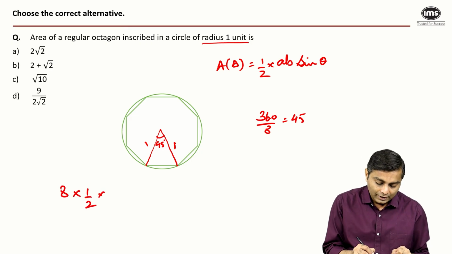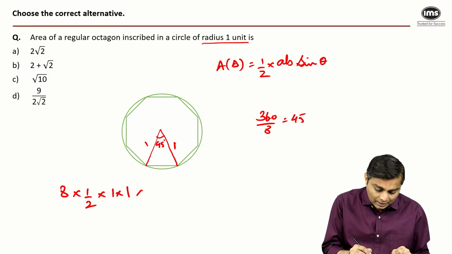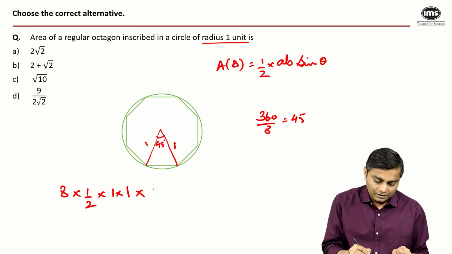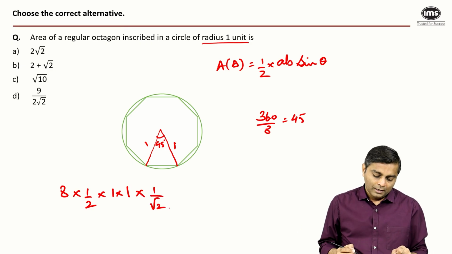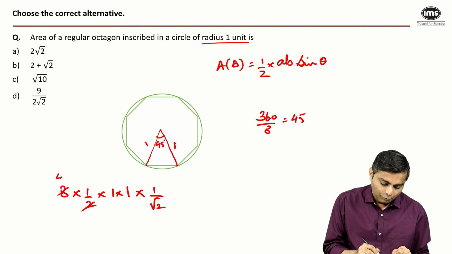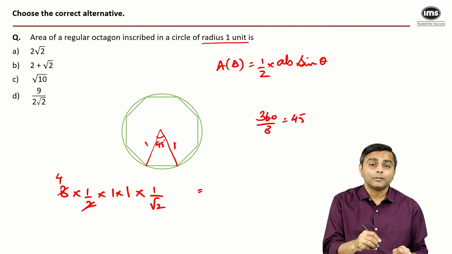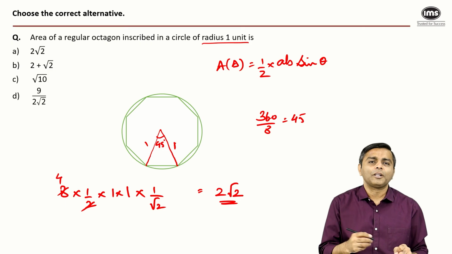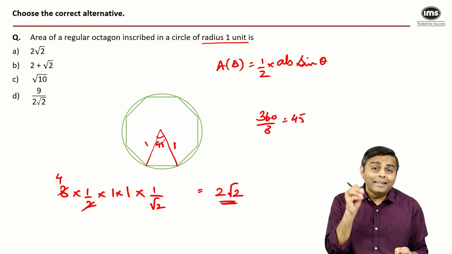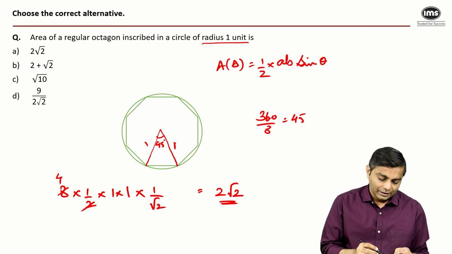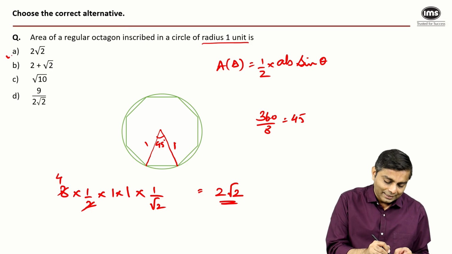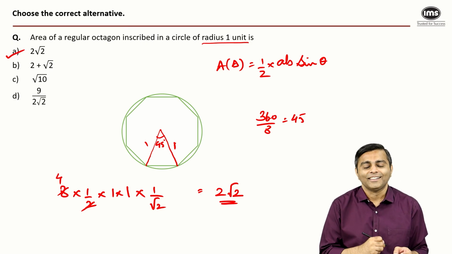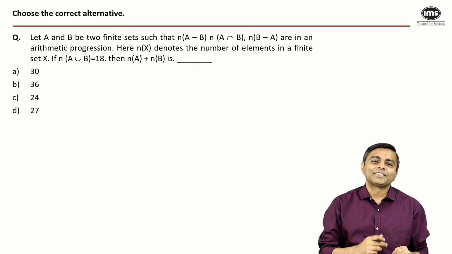So half A, B and sine theta, sine 45, which is nothing but 1 by root 2. Okay, so this will cancel 4 times and root 2 will cancel 4 to give us 2 root 2. So basically the area of this entire octagon inscribed inside a unit circle is 2 root 2. Do we have that option? Yes, option A is going to be the answer. Moving on to the next question now.